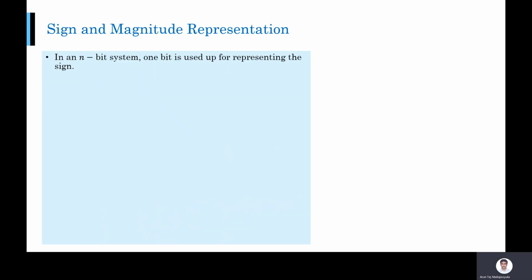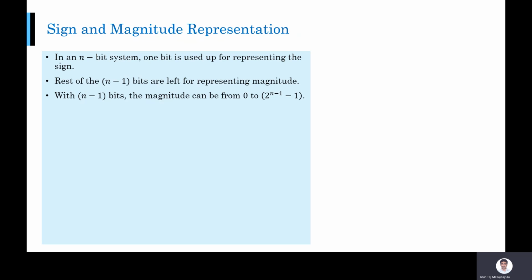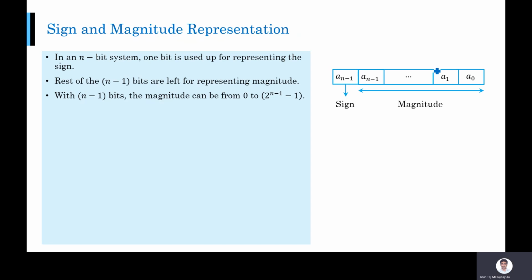With that in mind, let us now try to understand each of these methods. First, we start with the sign and magnitude representation of a negative number, or sign and magnitude representation of any number. So in an n-bit system, 1 bit is used up for representing the sign, which we already know. The remaining n minus 1 bits are left for representing the magnitude, which also we already know. With n minus 1 bits, the magnitude can be from 0 to 2 to the power of n minus 1, minus 1. This is my representation: a0 to a(n-1). This a(n-1) bit is the sign bit, that is, the nth bit is the sign. The rest of them are for magnitude. Therefore, the range is from minus 2 to the power of n minus 1, minus 1, to plus 2 to the power of n minus 1, minus 1.